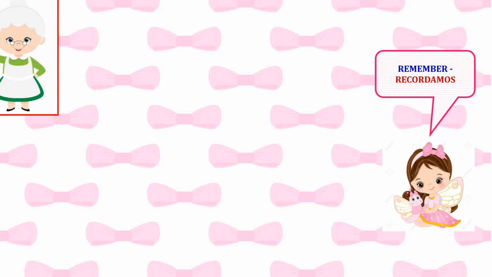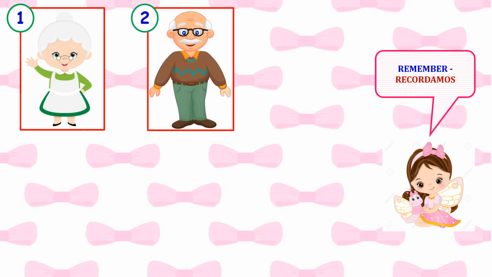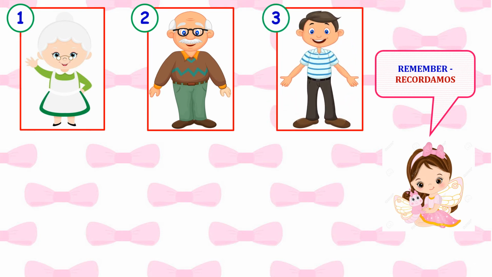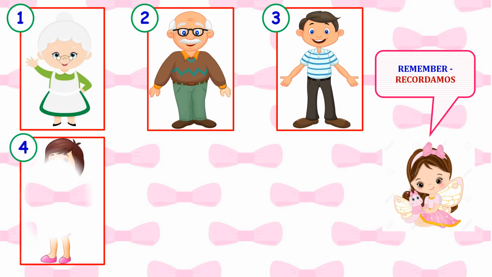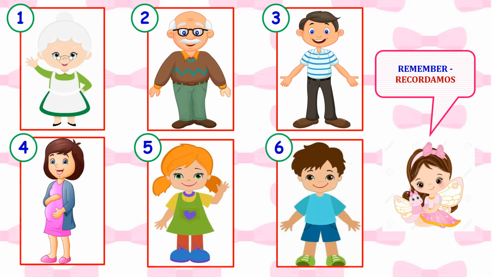Remember, recordamos. Number 1, abuela, grandma. Number 2, abuelo, grandpa. Number 3, papa, dad. Number 4, mamá, mom. Number 5, hermana, sister. Number 6, hermano, brother.